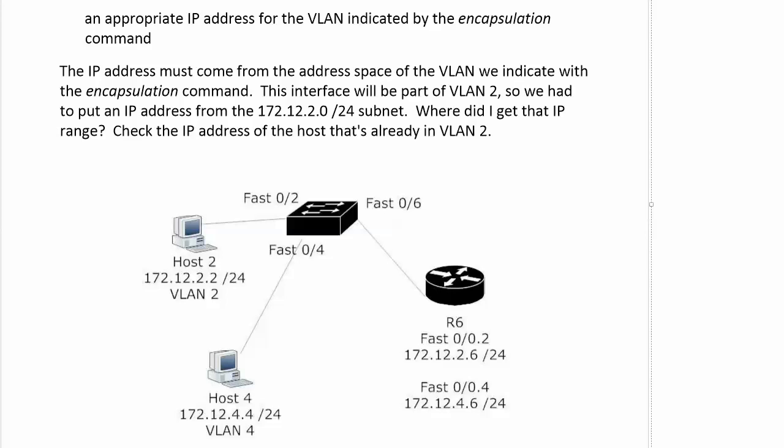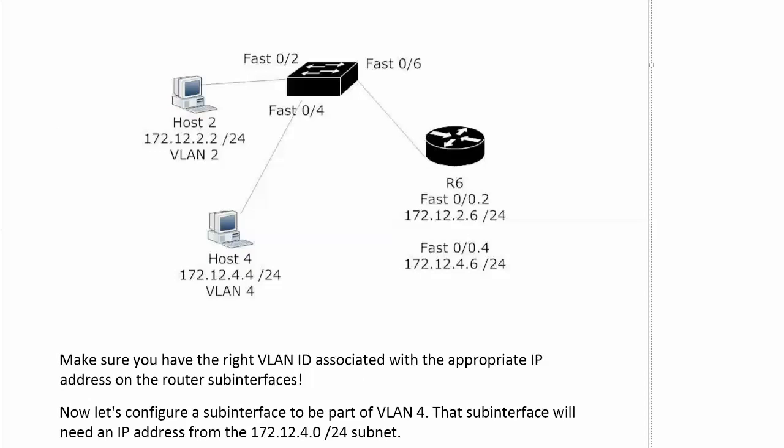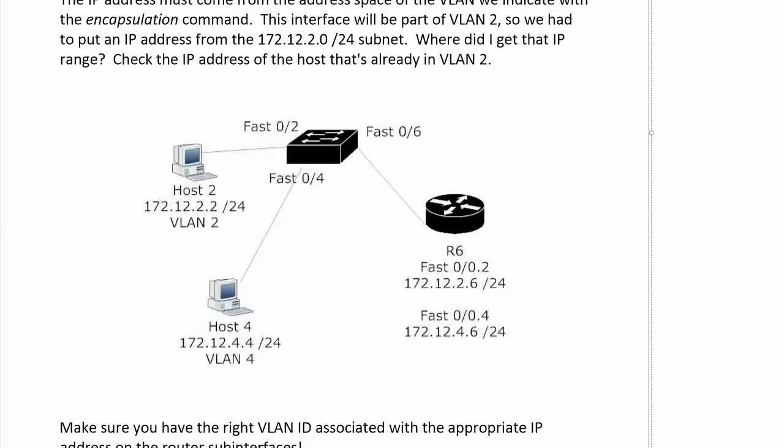And again, with Fast 0/0.4, that subinterface, where am I getting this IP address from? Well, I'm looking at the IP address space of VLAN 4, and it's 172.12.4.0/24. So I've got to give it an IP address that is on that particular subnet. And again, did I have to make it .6 to match router 6? No, I didn't. But it's just an excellent organizational tool. So make sure you have the right VLAN associated with the appropriate IP addresses on the router subinterfaces.